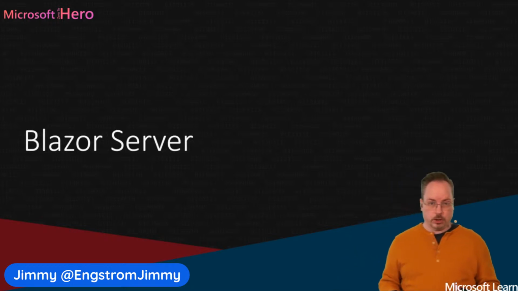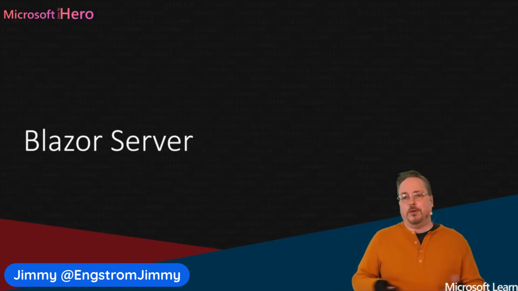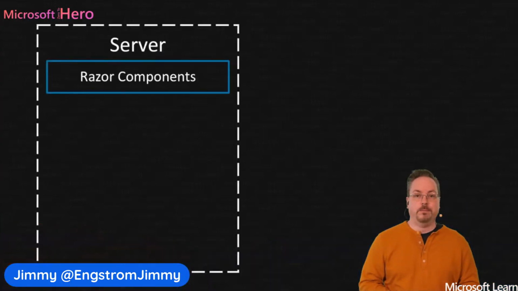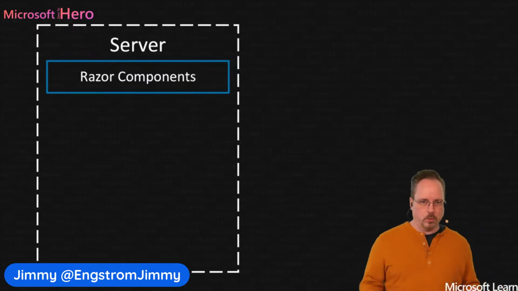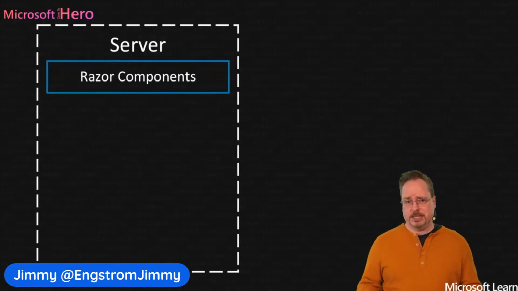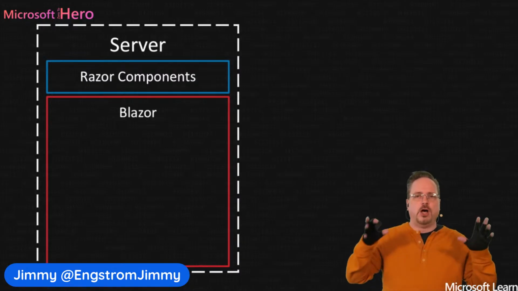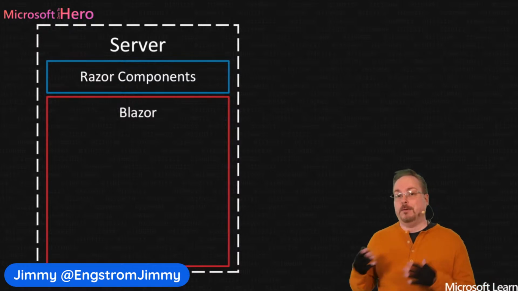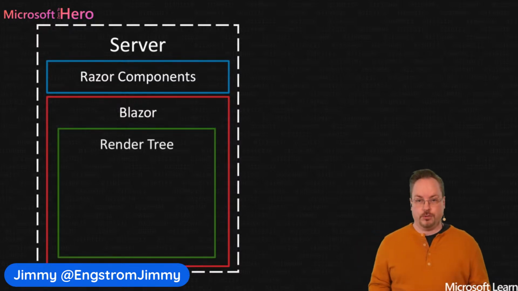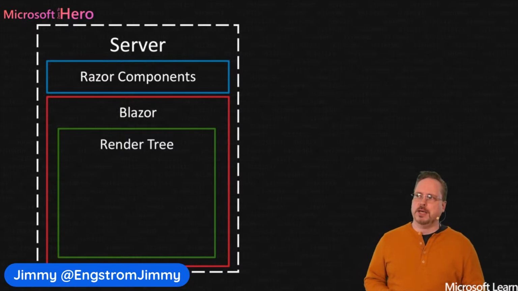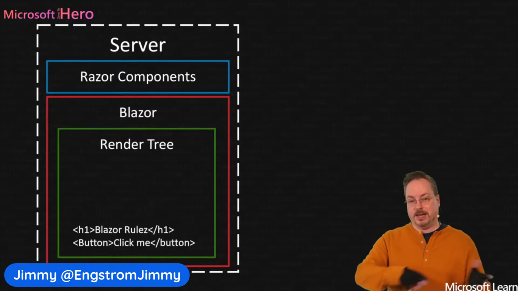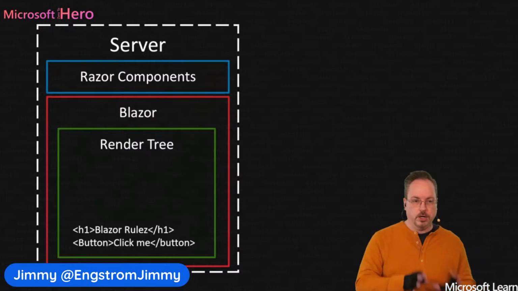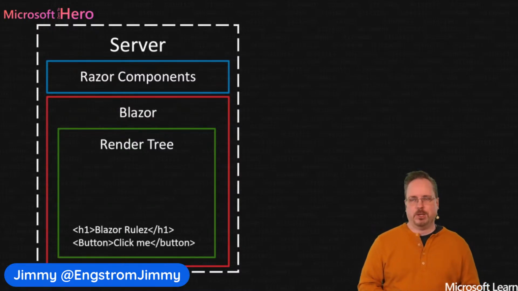Let's talk about Blazor Server for a moment, so that we know how these different render modes work in the background. What is happening when we're using Blazor Server is that we're running some kind of Razor component, which outputs some HTML and has functionality as well. On top of that, we have Blazor, and inside of Blazor, it's going to create a render tree. Let's say our Razor component has a heading and a button. It renders HTML and outputs that into the render tree, so the server knows what this page should look like. Great.